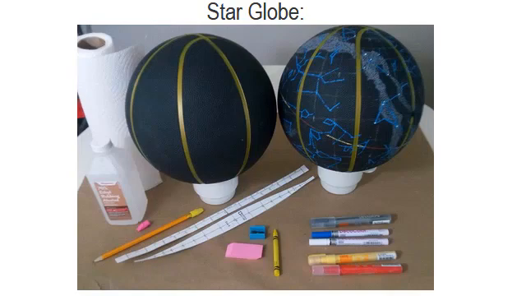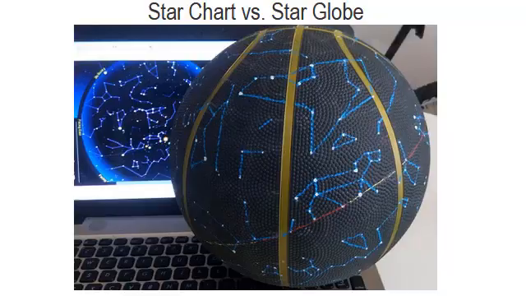Then you use a white marker to indicate the brightness of stars. You can erase the grid before or after completing the stars. If you compare a star globe with an online star chart, you will see that your basketball has become a guide to the night sky.